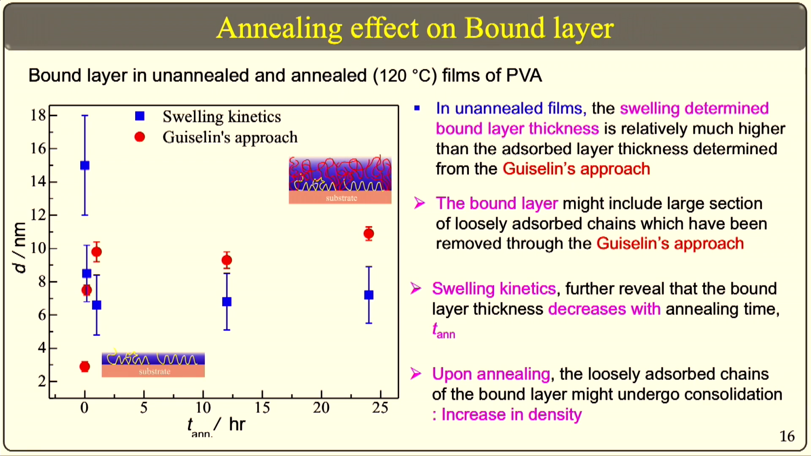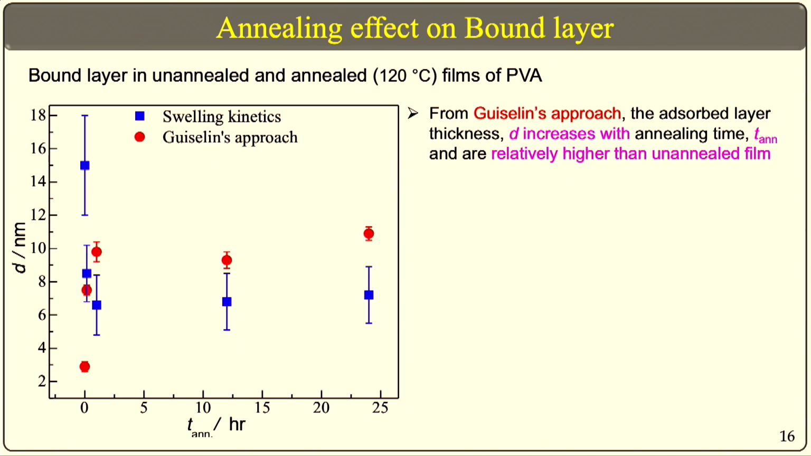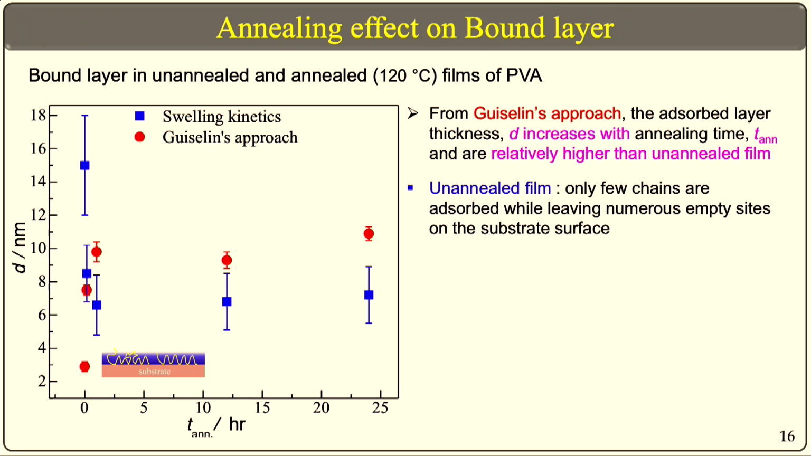Now if we look at the Guiselin's approach, what we see is the red circles. Initially it's very low, as I was saying, because in these unannealed films, the loosely adsorbed chains can easily be washed off by this water, and only certain sites remain on the chains. That's why the electron density is very low. Now what we do is we anneal the film, and we see a sudden increase in the bound layer thickness, which kind of saturates after a certain period of annealing time.